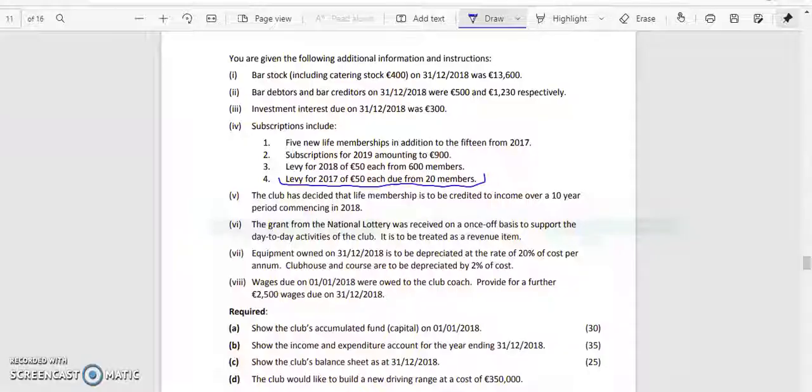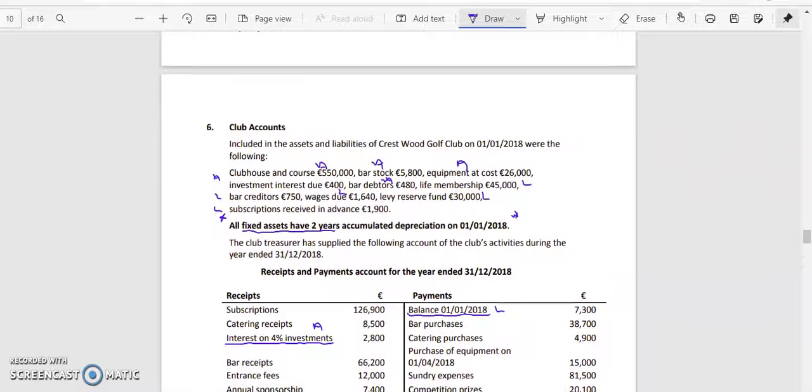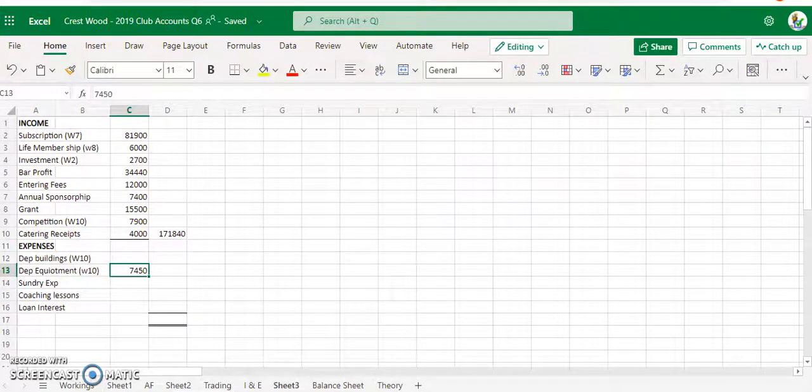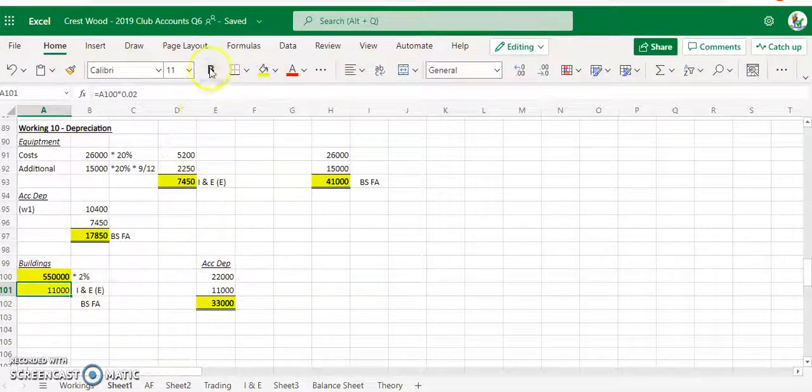So remember, the depreciation for buildings is 2% of cost. So you didn't buy any extra buildings. So buildings from the question, clubhouse and course, is 550,000. So our working is going to be 550,000 multiplied by 2%. It's going to give you 11,000. So that's going to go into your income and expenditure. That's your expense for the year.